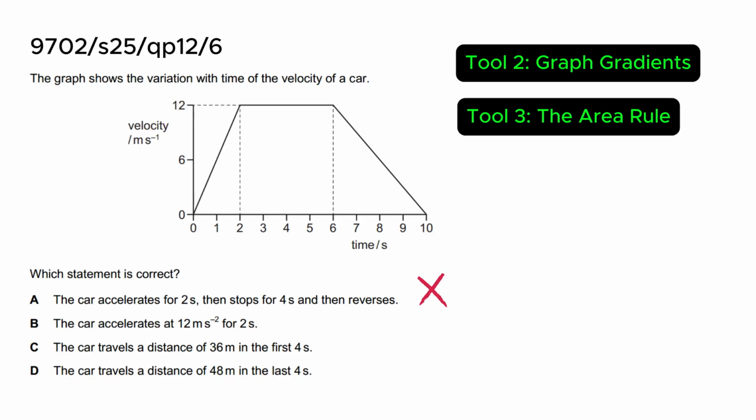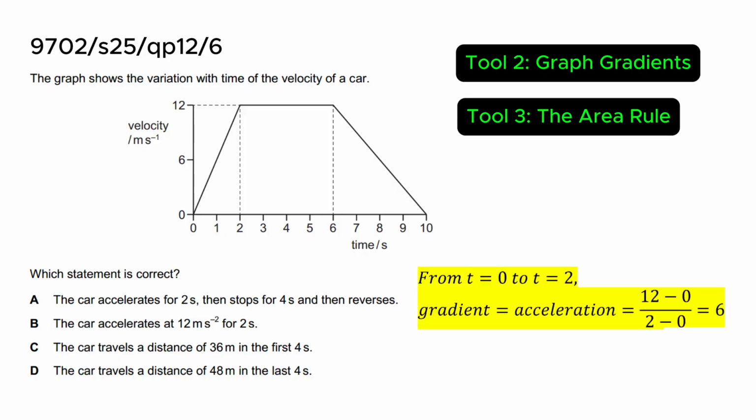Option A is out. Statement B claims the acceleration is 12. Let's check tool number 2. Graph gradient. The gradient of a velocity-time graph represents acceleration. So calculate the gradient from t equals 0 to t equals 2. The acceleration is actually 6 meters per second squared, not 12.